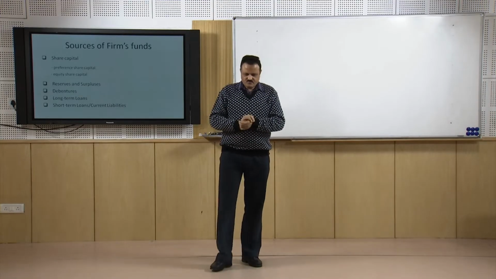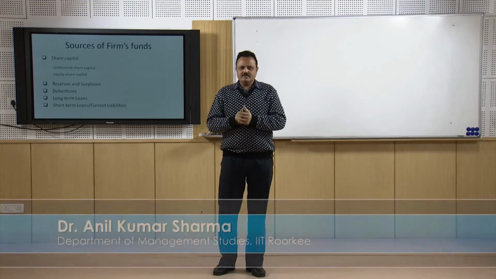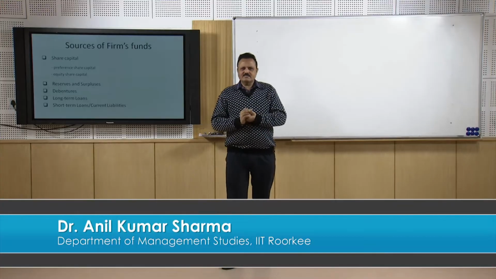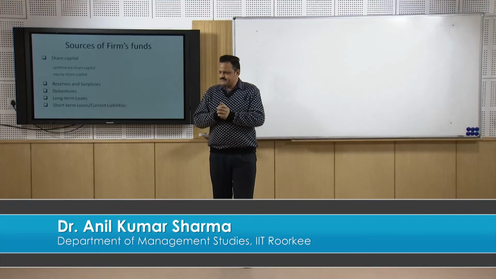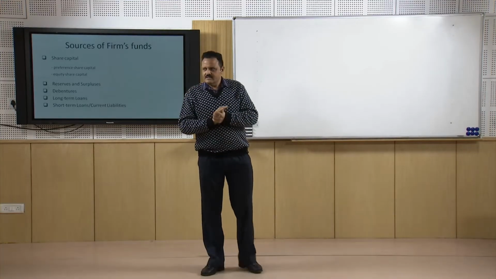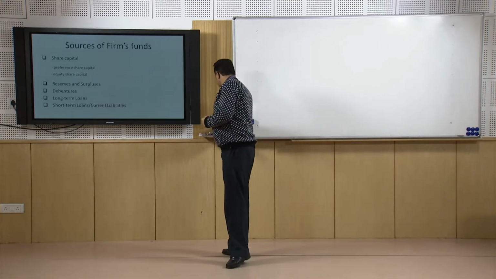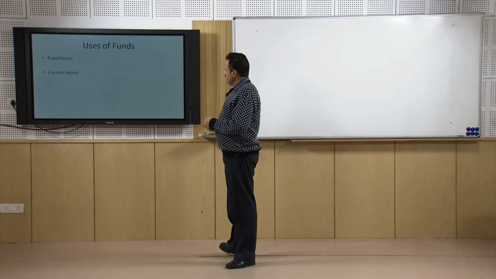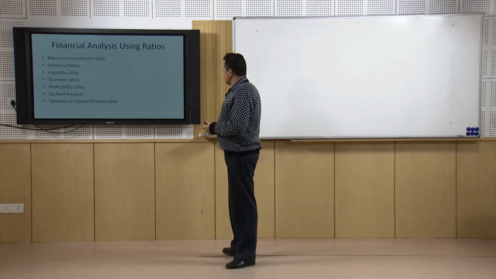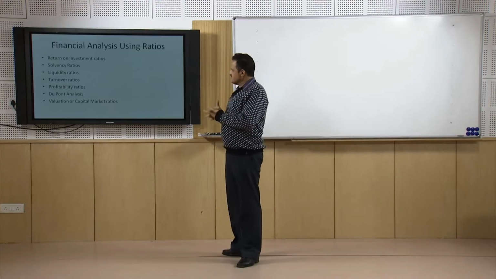So we are discussing the financial statement analysis with the help of ratio analysis, and in the morning we discussed the first two categories of ratios. These two categories were return on investment ratios and then the solvency ratios.